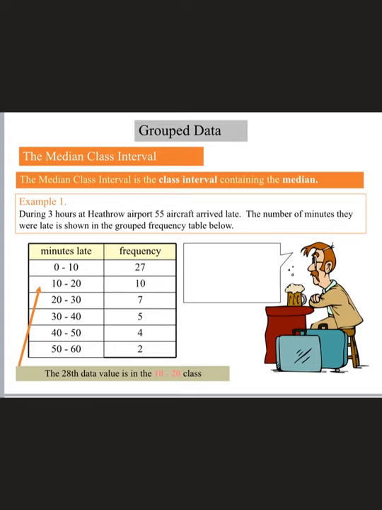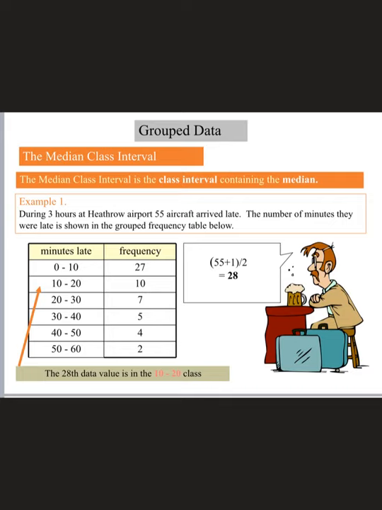that we have the total number of frequency. The total number of frequency is 55. So what we need to do, we need to add 1. So 55 plus 1 gives us 56. And then we divide this by 2. So that will give us 28. So the answer is not 28, but it's the 28th value on the table.